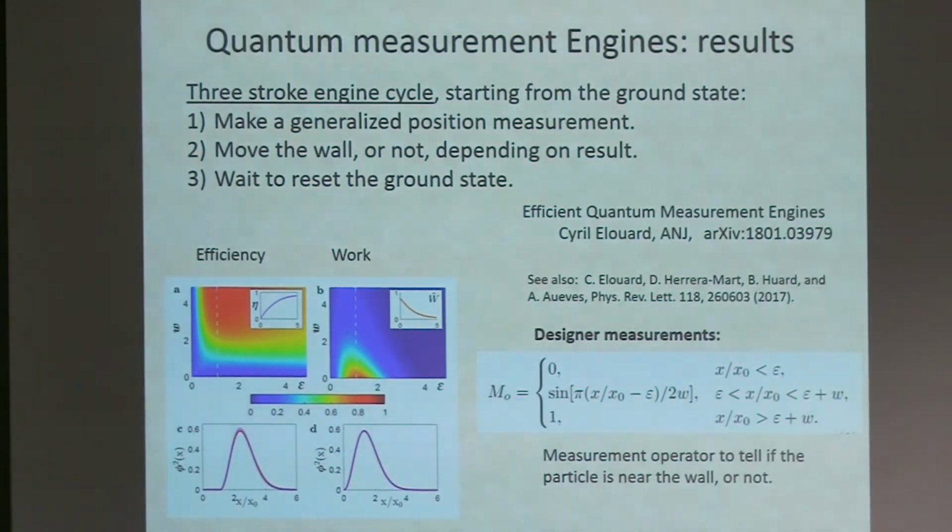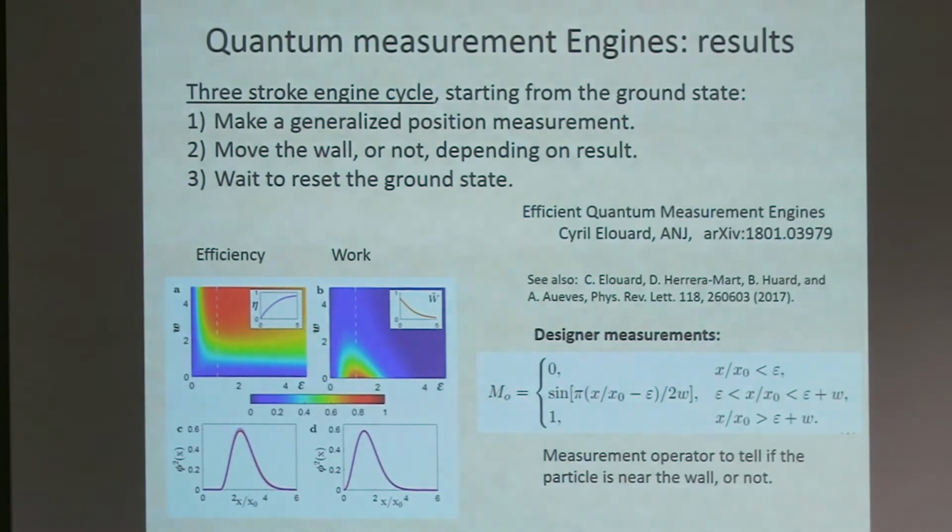Step two is I do some feedback. If I find the atom is not close to the wall, I then use my counterweight to move the elevator up a little bit, and then stop when I reach epsilon. If it is there, I just wait. In either case, I wait, and I let this atom emit a photon or whatever. I relax back down to the ground state, and then I repeat this process. So this is my engine.